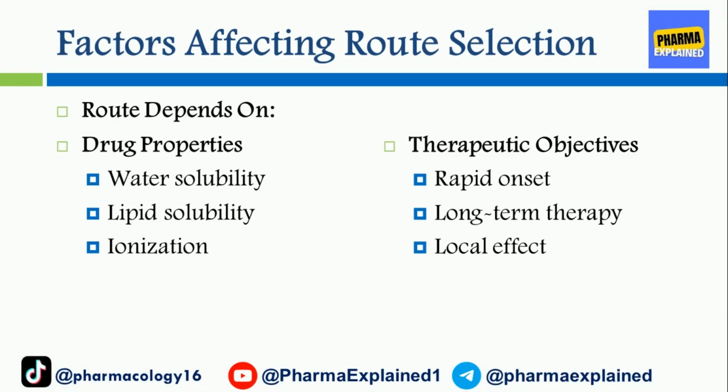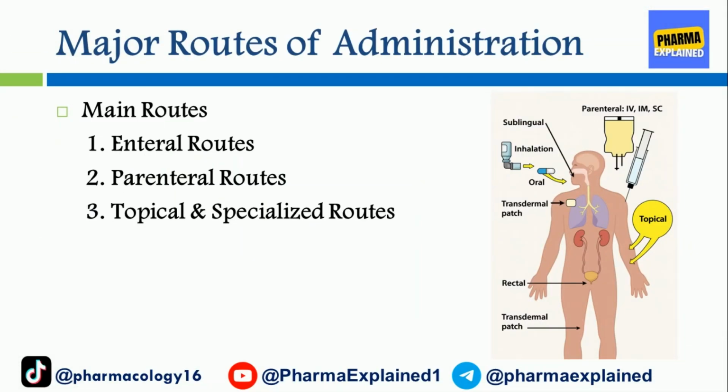The route of administration depends mainly on the properties of the drug, such as water or lipid solubility and ionization, and the therapeutic objective, such as rapid onset, long-term treatment, or local effect. The major routes of drug administration are enteral routes, parenteral routes, topical, and other specialized routes. Let us discuss them one by one.